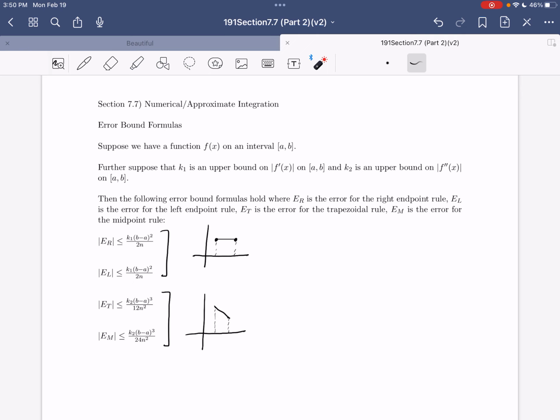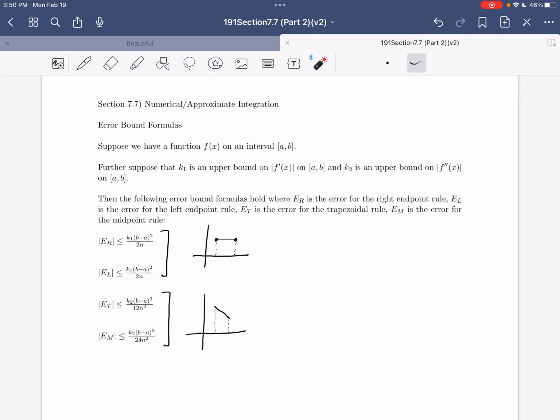Now, we're going to take a look at an example in just a moment. But one thing I want to mention is that when we're doing this computationally, keep in mind that K1 and K2 are upper bounds, meaning we're going to have to determine the first or the second derivative, consider it as an absolute value, and then attempt to maximize it on the interval. So we'll take a look at that as we get started into our examples.